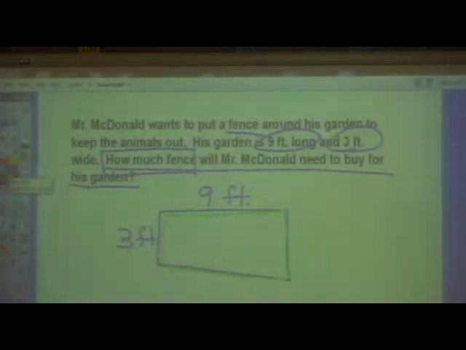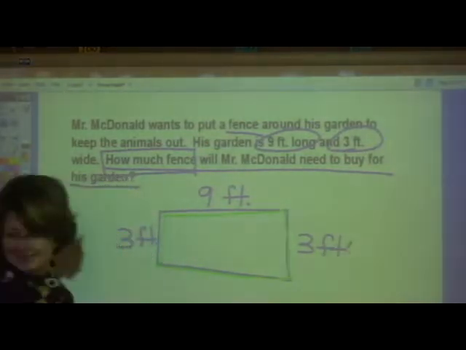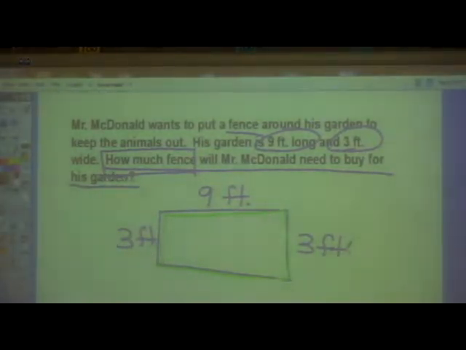You're gonna need 3 feet on the other side. That's right. So we're going to put, and I have them write that in. They're up here. Did you pass that back? Thank you.